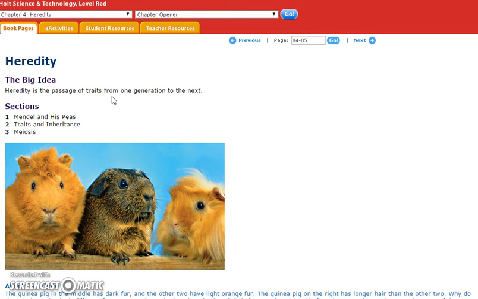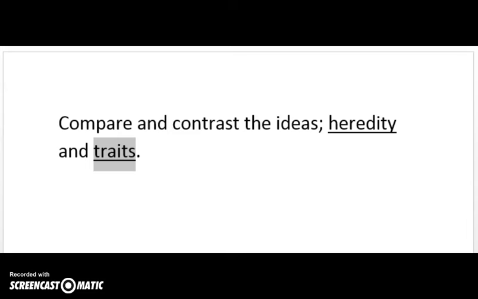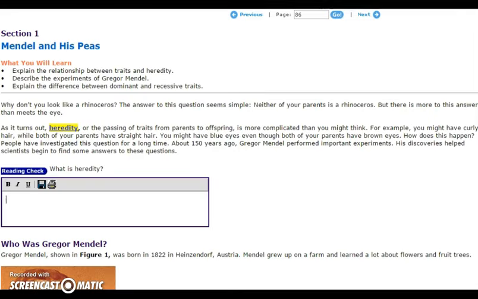So, in this chapter, this week, we're going to do things a little differently. In the video, I will explain each of the objectives, and then in class, you guys can work in groups on one of the objectives specifically. So hopefully you can use this video to help with the objective that you are assigned in class. Objective number 1. Compare and contrast the ideas, heredity and traits.